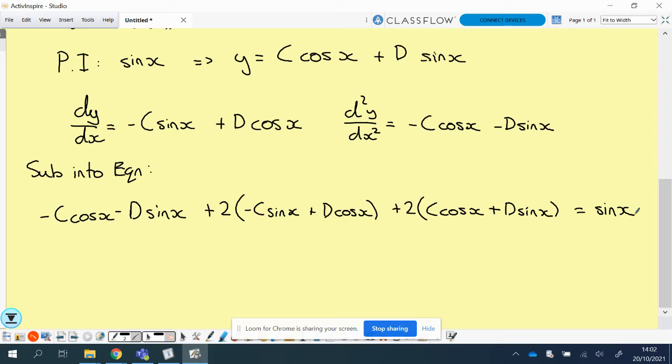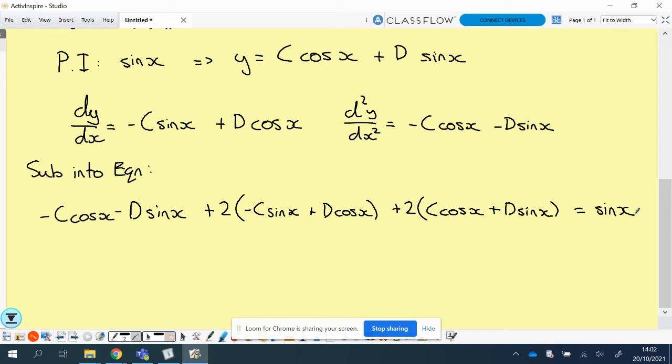Remember, all of that has to equal the right hand side of our equation, which was just sin x. Okay, so again, we need to equate coefficients here, and what we're really trying to do is work out what I've got regarding sin x's and what I've got regarding cos x's. If I group all my sin x's together and all my cos x's together, I'll be able to solve these simultaneous equations, unless things cancel really nicely.